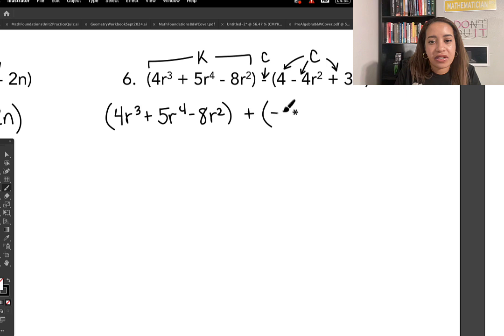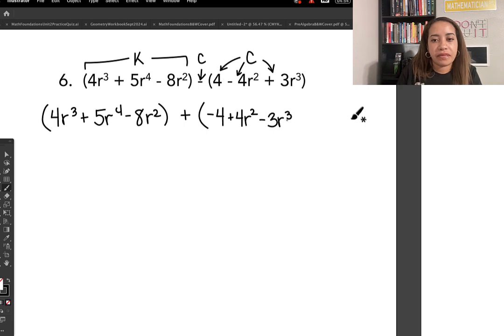Instead of a positive 4, it's going to be a negative 4. Instead of a negative 4r squared, I'm going to write plus 4r squared. And instead of a positive 3r cubed, I'm going to write a negative 3r cubed. Now that I have rewritten my problem as addition, I can stack up the pieces. So I'm copying down the first polynomial, 4r cubed plus 5r to the fourth power minus 8r squared.